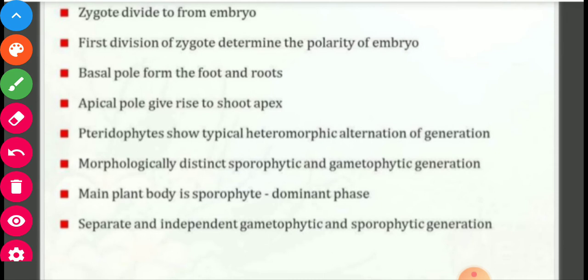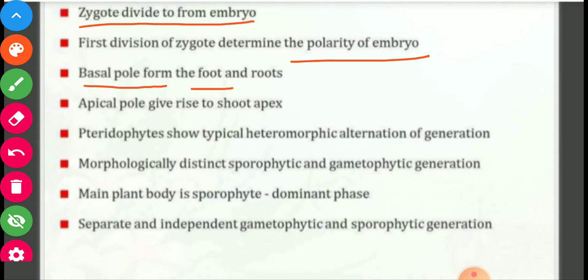After formation of the zygote, it starts to divide to form an embryo. The first division of the zygote determines the polarity of the embryo. The basal pole forms the foot and roots. The apical pole forms the apical shoot.